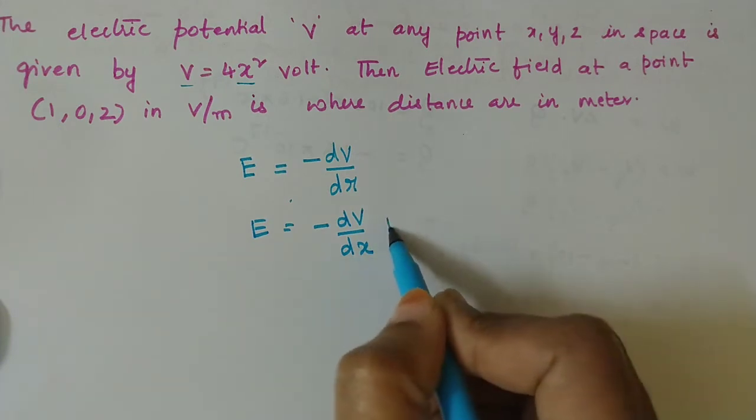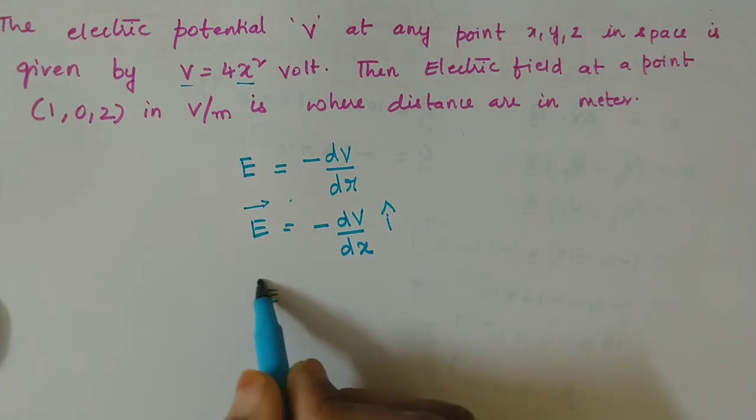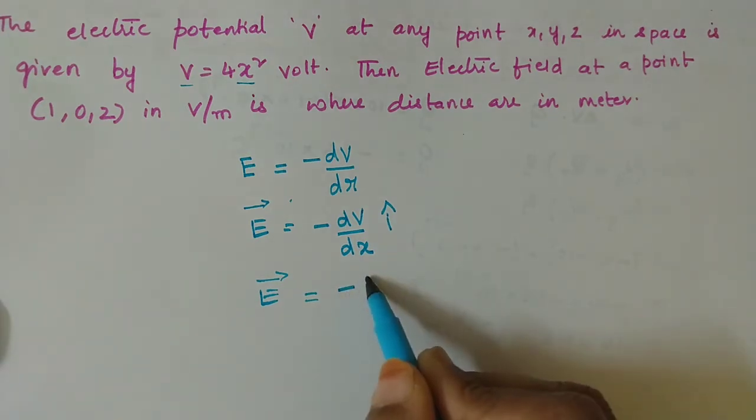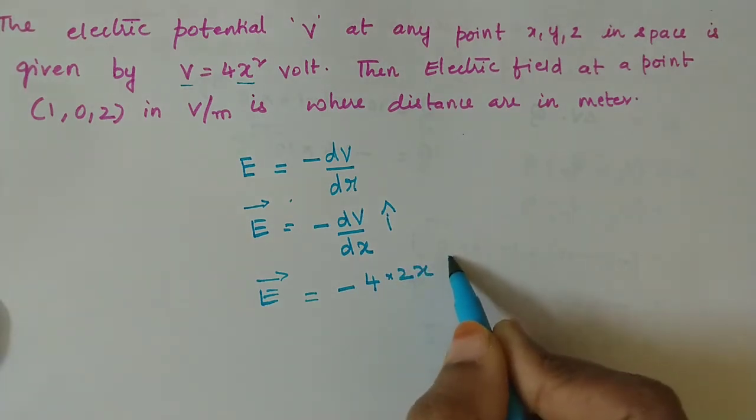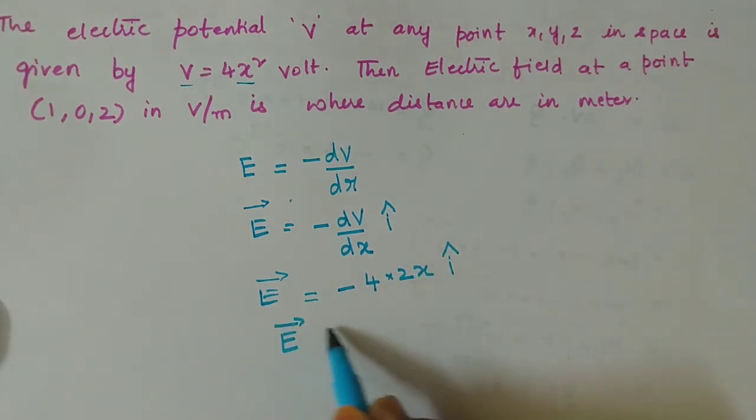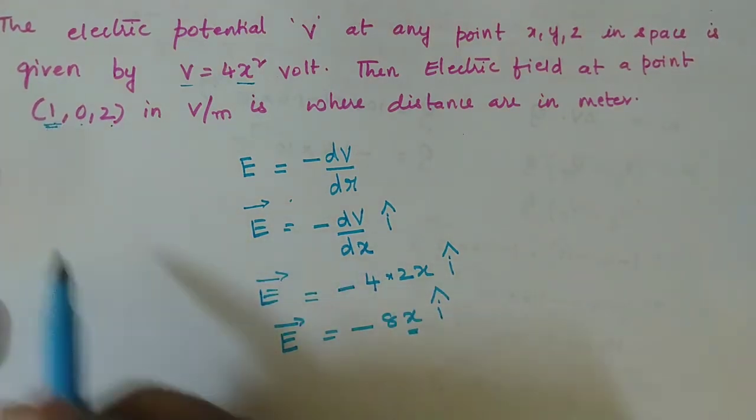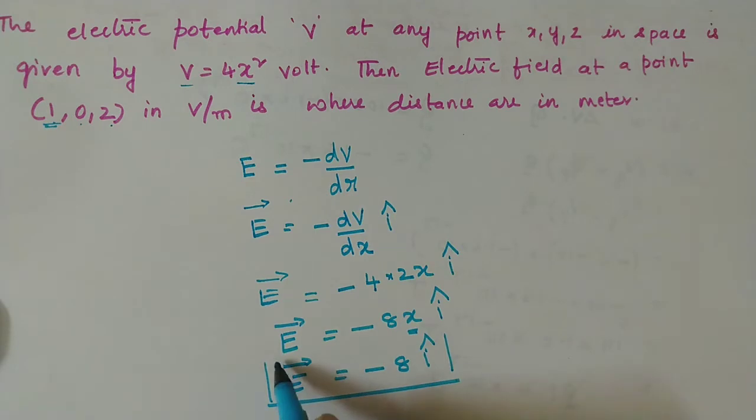So differentiate this relation into i cap, because I took the x component, if you want it in vector form. Minus d by dx of 4x square would be minus, of 4 is a constant, differential of x square would be 2x, into i cap. So you get the electric field as minus 8x into i cap. And now you can put the value of x at (1, 0, 2). So x value is 1. So the electric field would be minus 8 i cap. i cap gives you direction, magnitude is 8. Minus i cap is the direction of the electric field.